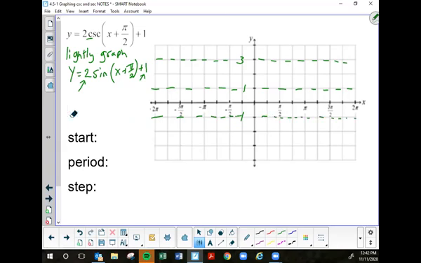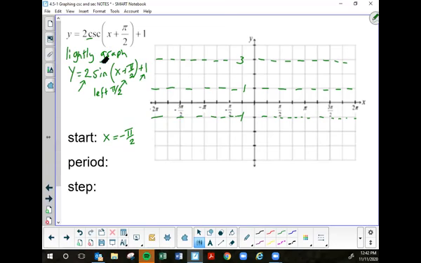Okay. Then we look at the start. The start is how far you've shifted it. This would shift, if you're adding, it's actually going to shift it left. We're going to go left by π/2. That's a horizontal shift. So our start is actually going to be at x is negative π/2. You do the opposite of what it says on the inside, yeah?